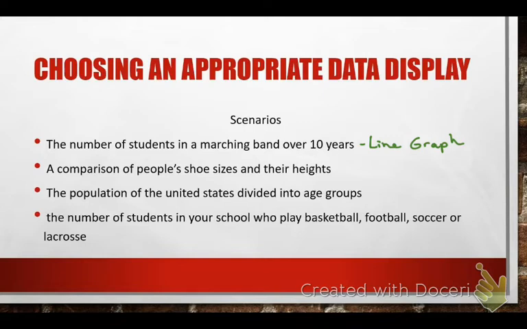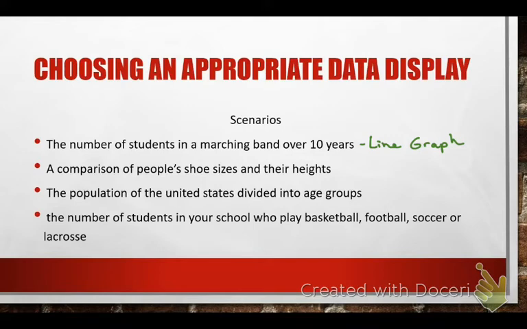What about a comparison? I want you to write down your answer. I want everybody to write down an answer before we say it. A comparison of people's shoe sizes and their heights. What type of data display do you think would be best for that? Okay, write down your answers.